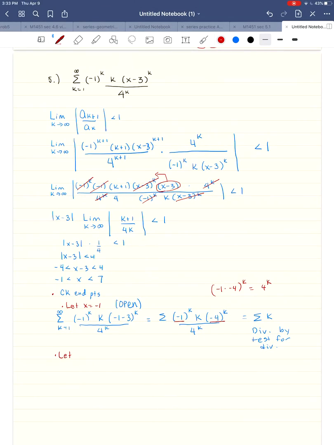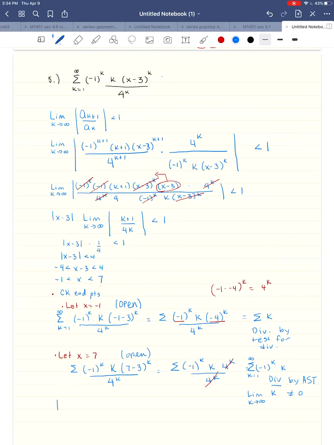Now let's let x equal the other endpoint, 7. Go back up here and put 7 in for x. So you have (-1)^k, 4^k, divided by 4^k. Those guys cancel. We have an alternating series, (-1)^k times k, which is also going to diverge. In the alternating series tests, one of the things you need is the limit of the non-alternating part to go to 0, so that endpoint is open.